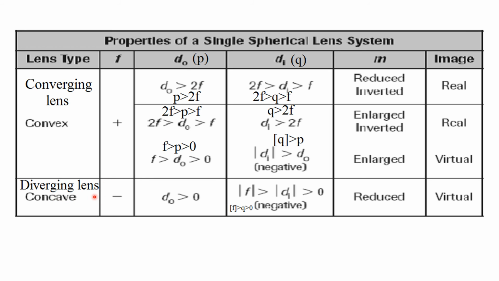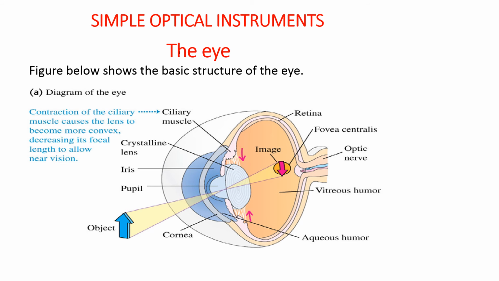For the case of a diverging lens, the focal distance is always negative, the position of the object is always positive, and the image is always virtual and smaller than the object.